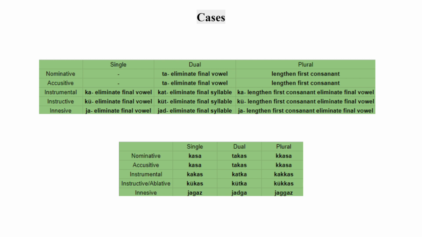A thing it says here, it says instrumental slash ablative. So the ablative case means that if I want to say from the house, I'll have a preposition from, but then I'd have to use, instead of saying from casa, it'd have to be from kukas.